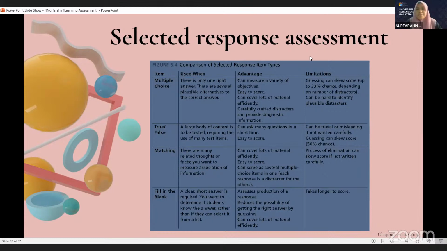But there are limitations in each type of these questions. For example, in multiple choice questions, students can actually guess, and the student has a 33% chance, depending on the number of answers given. The students will have a certain statistical percentage chance to get it correct without even doing much thinking about it. So that's selected response assessment.